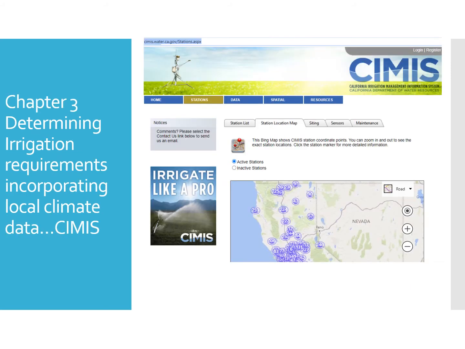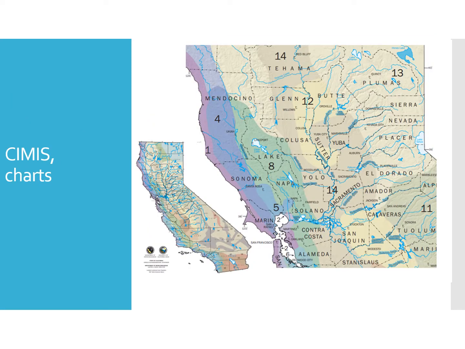So you may need some help figuring out what is your peak ET. And in California, we have what's called CIMIS, the California Irrigation Management Information System, where they keep track of this information for you so that you can have it readily at your fingertips and be able to find it when you need it.